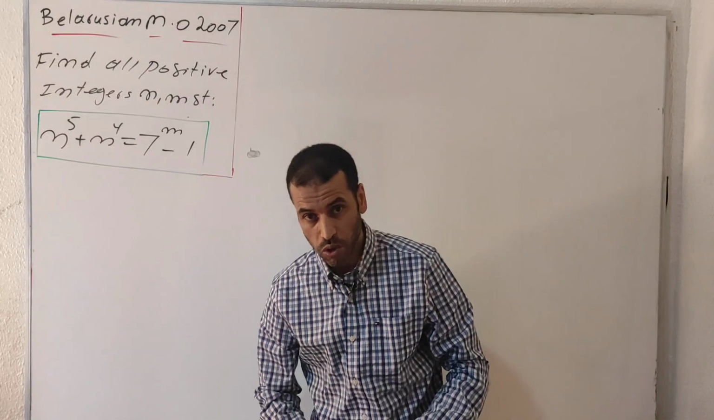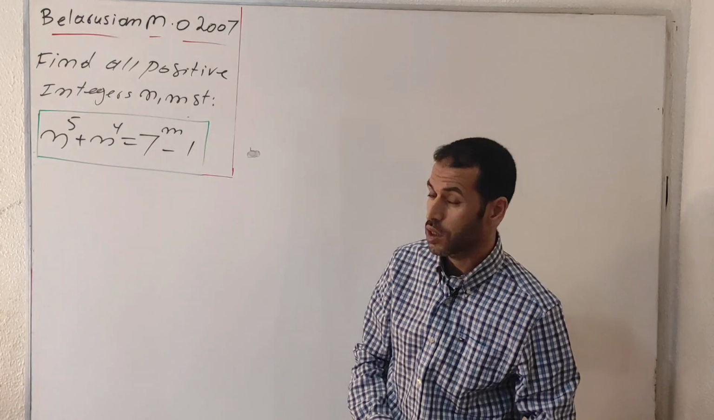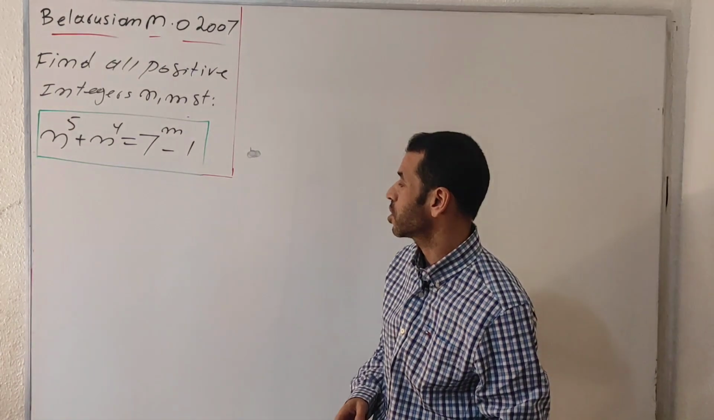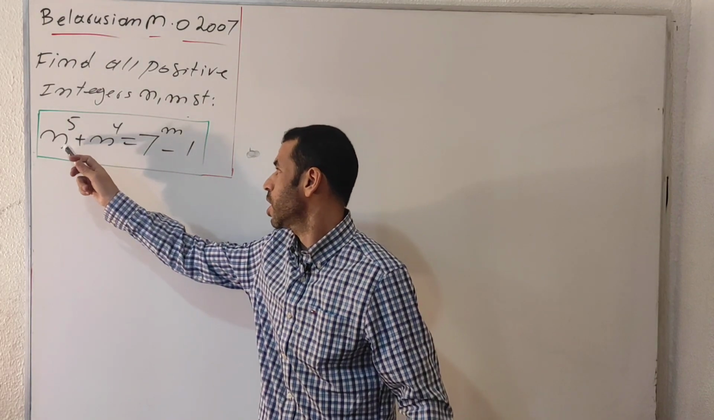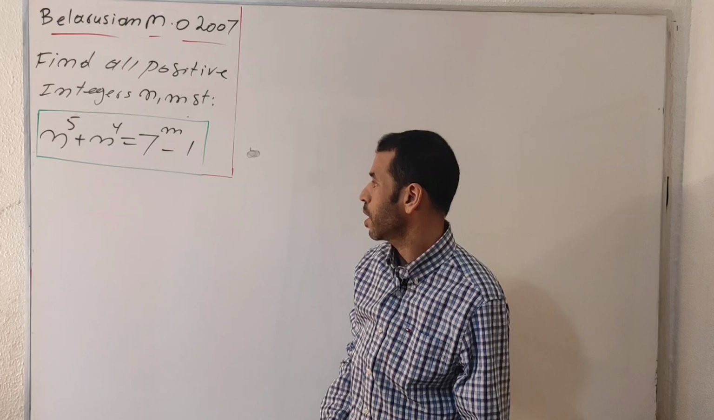In this video I would like to introduce a very nice problem from the Belarusian Mathematical Olympiad 2007. Here is the information: find all positive integers n and m such that n to the fifth plus n to the fourth equals 7 to the m minus 1.